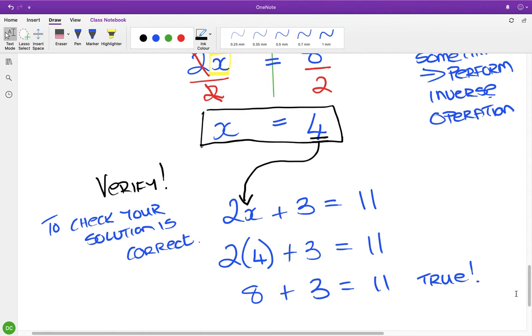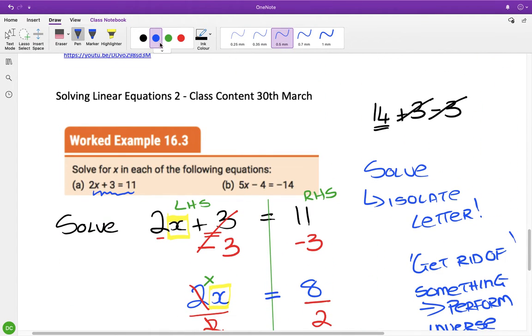Okay, so you don't have to verify all the time. There are particular questions where you have to verify, just if you're ever asked to verify. That's all it means. It's to check that your answer is right, essentially. Okay, so we'll try the other one just to practice.